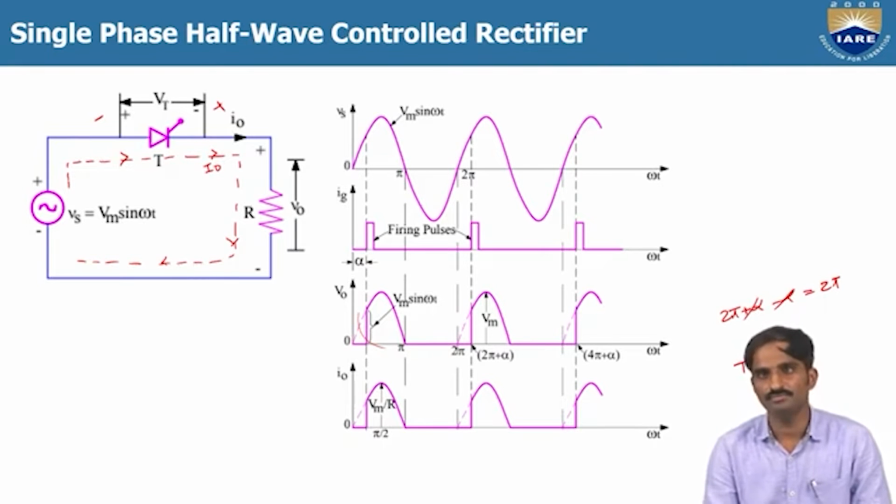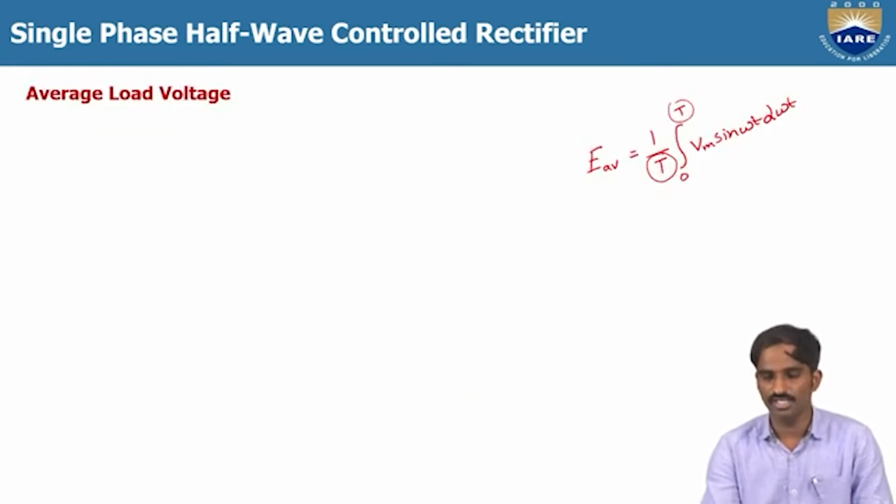Then what about the conduction period? The conduction period is only from alpha to pi, not 0 to pi, because from 0 to alpha there is no conduction. You can see the output voltage and current are 0. Here we are going to find the average load voltage, so we should consider only the output voltage waveform. From 0 to alpha the output voltage is 0. It will start conducting from alpha to pi. So we should take this T as 2 pi and this T as pi, and it is not from 0, it is from alpha to pi.